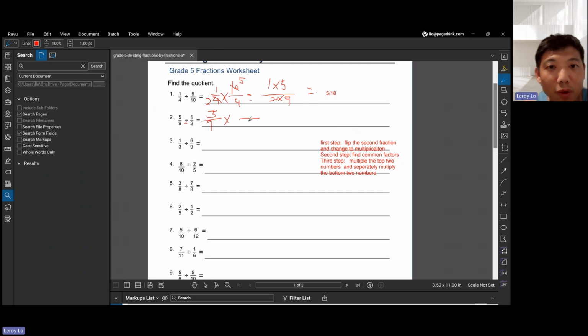So 1 goes to the bottom and then 2 goes to the top. Then second step, you need to find the common factors. So there's no common factor for this. Third, you multiply the top two numbers, 5 times 2, and 9 times 1. So you got 10 on the top and then 9 on the bottom. So this is good.